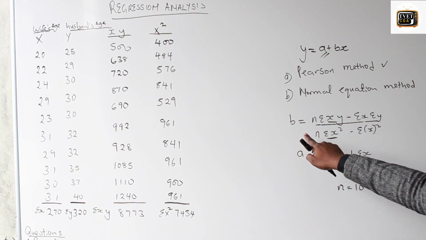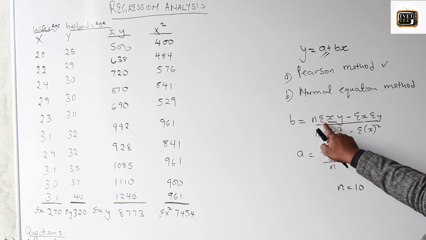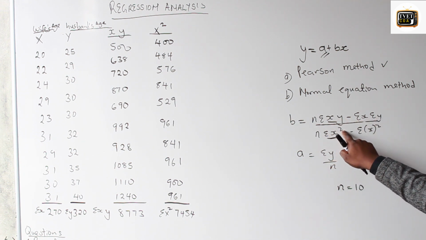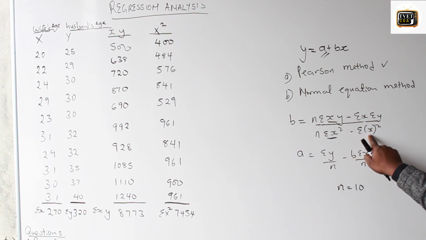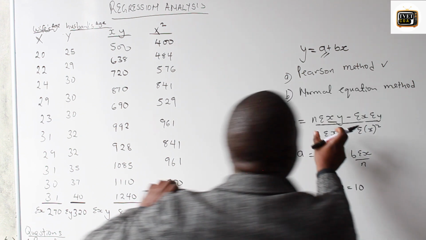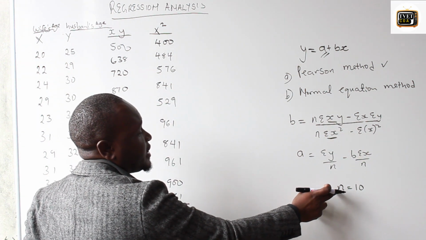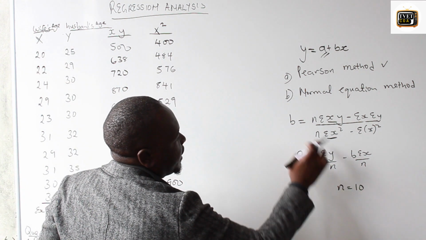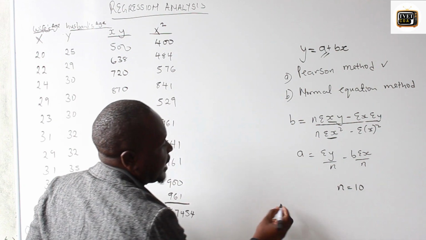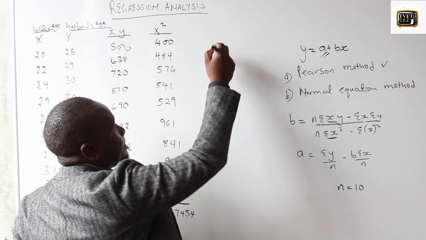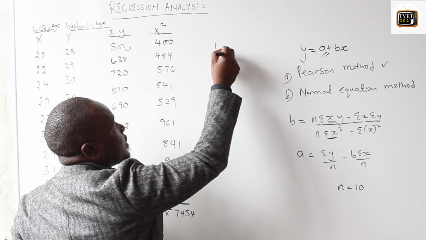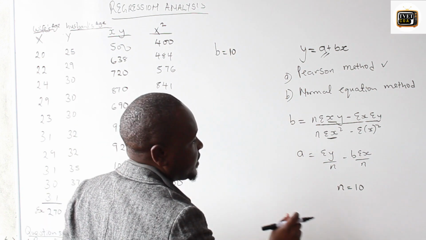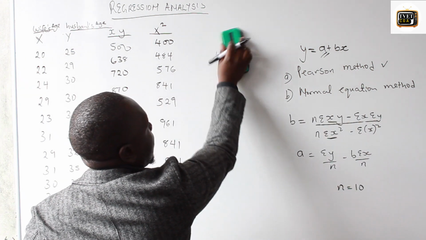We said to find the value of b, you get n summation of xy minus summation of x times summation of y, over n summation of x squared minus summation of x, squared. Wherever you have n, remember n is the number of observations. We had 10 entries, so n is 10. Let's wrap there so that you can create good space for the work to flow.